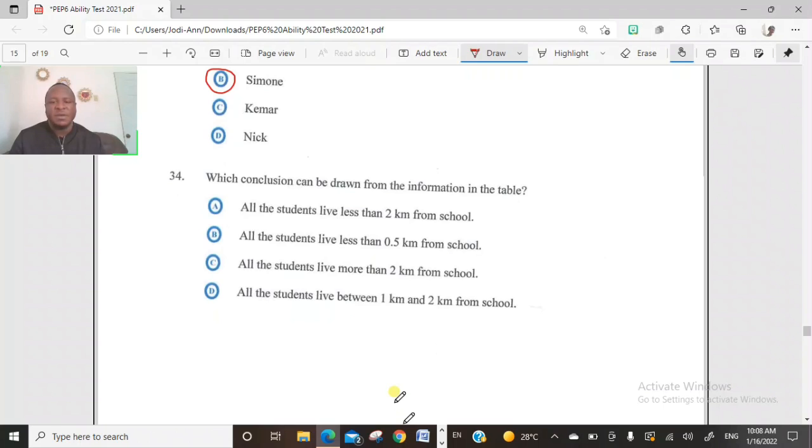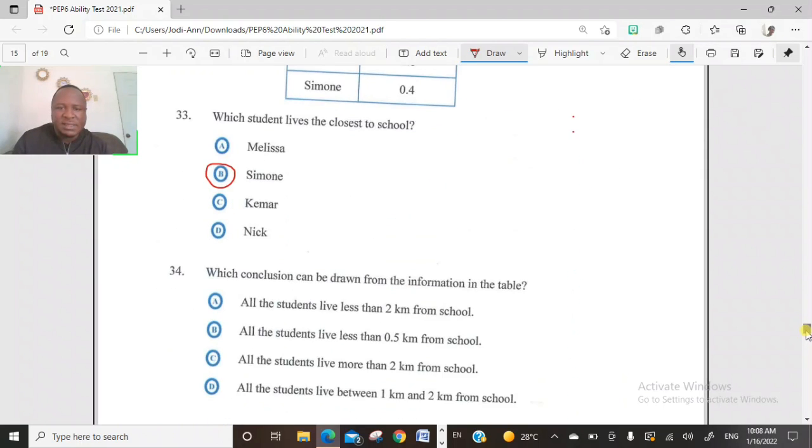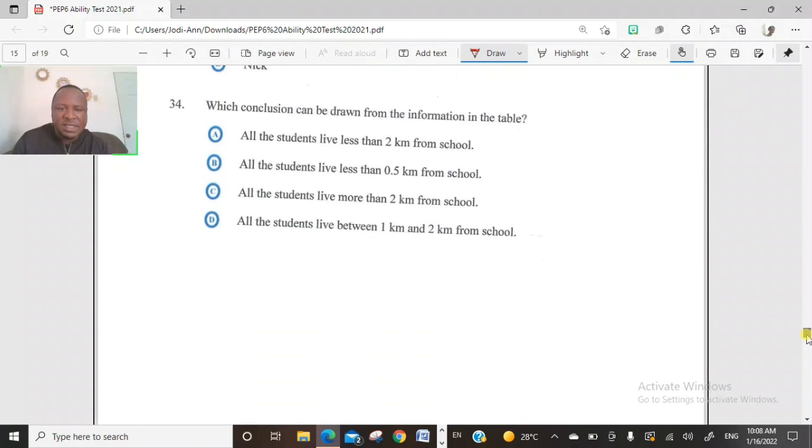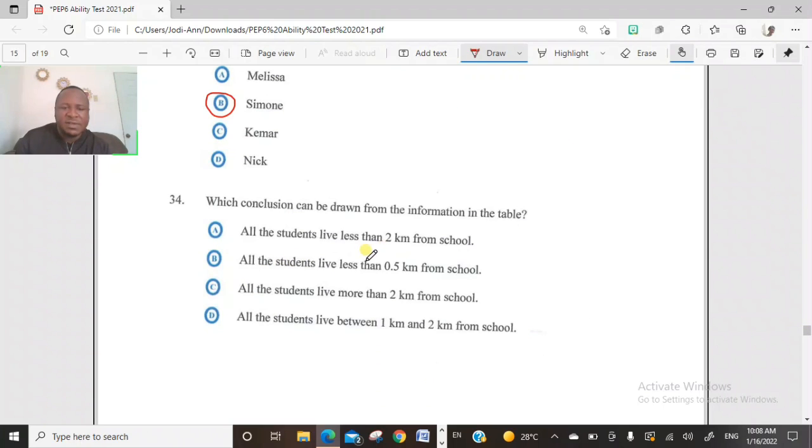34. Which conclusion can be drawn from the information in the table? All the students live less than 2 kilometers from school. Let us look back at the table if that suffices. Yes, all of them live less than 2 kilometers.